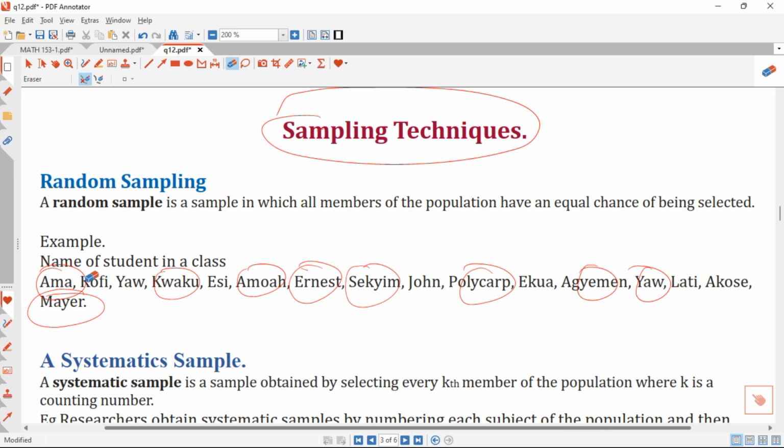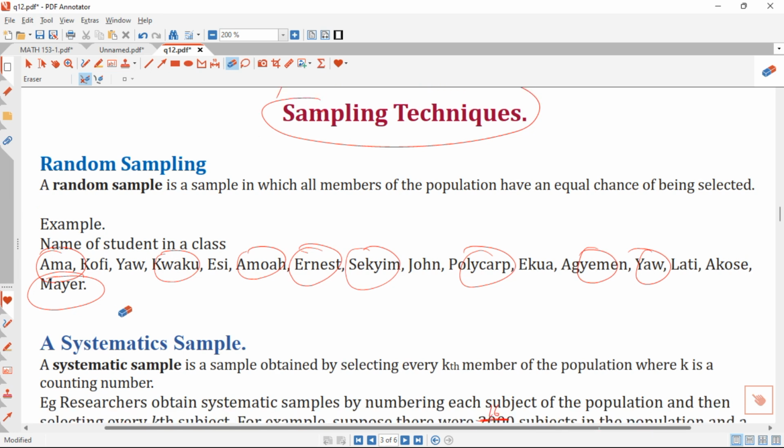We have Amma, Kwajo, Yao, Kweku, Esi, Amwa, Ernest, Sechin, John, Polycarp, Ekuya, Ajimai, Yao, Liti, Akos, and Maya. So these are the 16 people that we have in the class. All these 16 people form the population in the class. And out of this population, we want to sample 9 people, using random sampling.